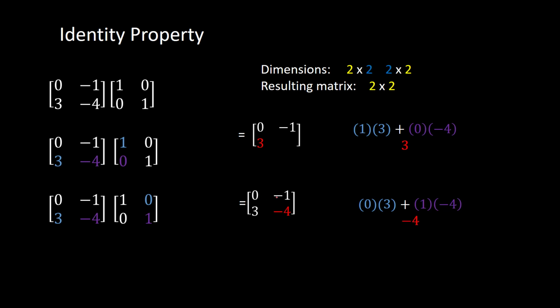And notice my resulting matrix is exactly what I started with. I started with 0, negative 1, 3, negative 4, and I ended up with 0, negative 1, 3, negative 4. So when you multiply by the identity matrix, the original matrix does not change. And we also have what is called the multiplicative property, which says that if I multiply a matrix by the 0 matrix, then my resulting matrix will be also the 0 matrix.